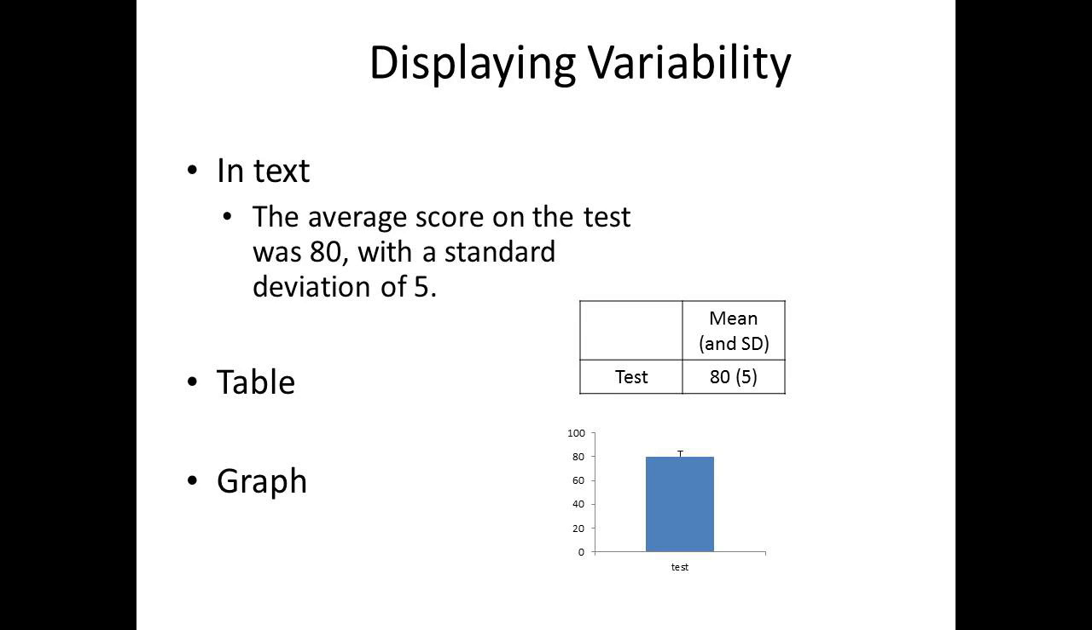In text, that means you have to say both. The average score in the test was 80 with a standard deviation of 5. In a table, you put them both in, and the way you often see that is you'll put the standard deviation in parentheses next to the mean. And then in a graph, the way you do that is you put a little error bar on top of the graph, and that's the standard deviation.